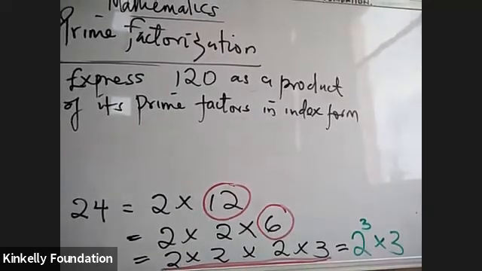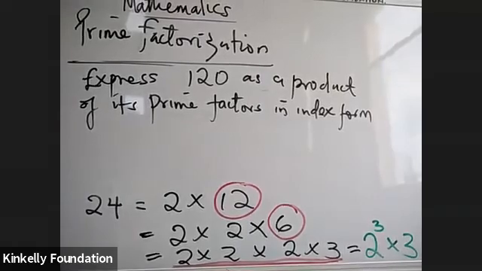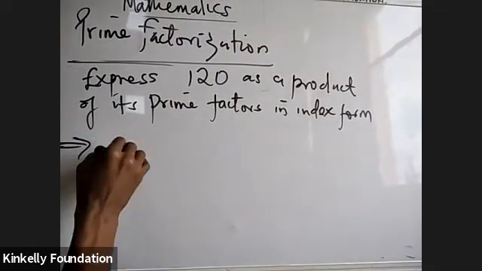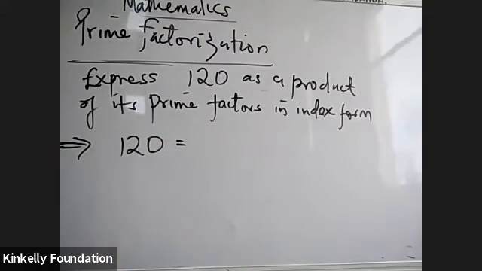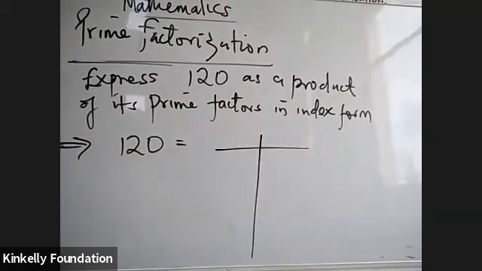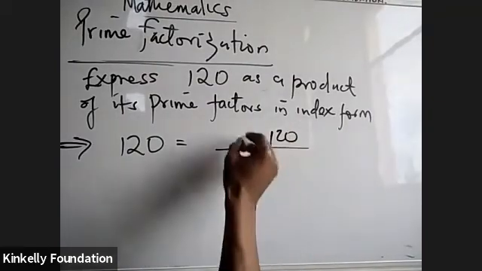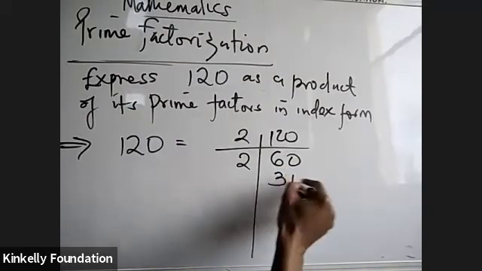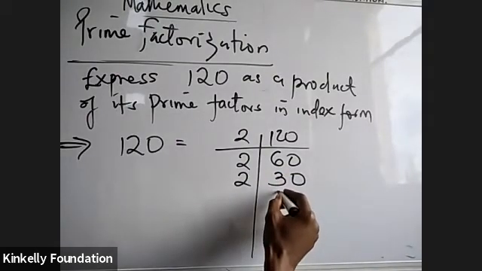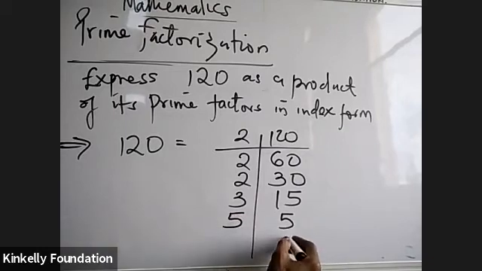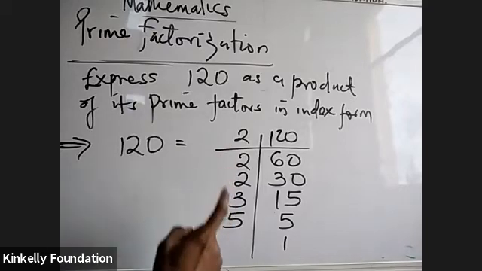Now, express 120 as a product of its prime factors in index form. In this case, you first of all divide through to get the things that can divide 120. In dividing to get prime factors of 120, we have 120. 2 divides 120 to give us 60. 2 divides 60 to give us 30. 2 divides 30 to give us 15. 3 can divide 15 to give us 5. 5 divides this one to give us 1. So we now have that 120 is 2 times 2 times 2 times 3 times 5.